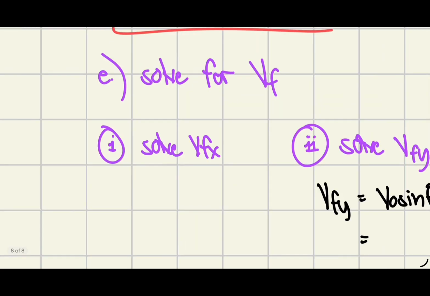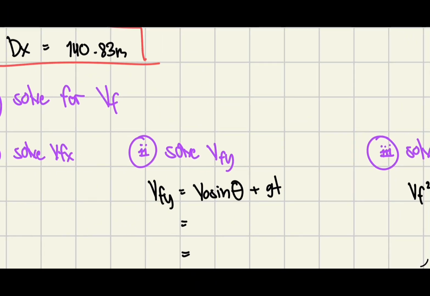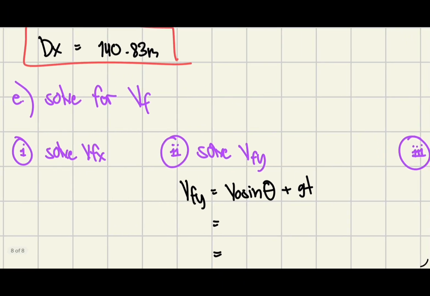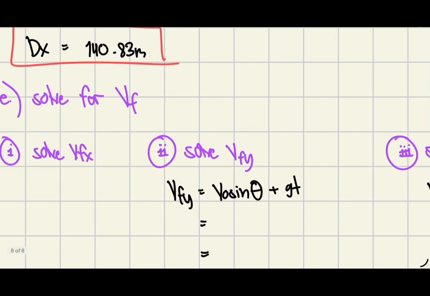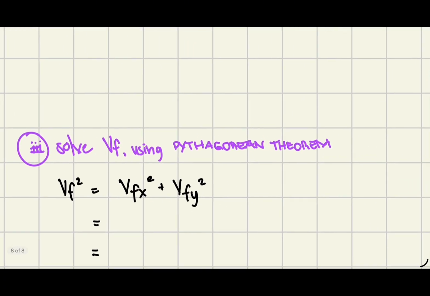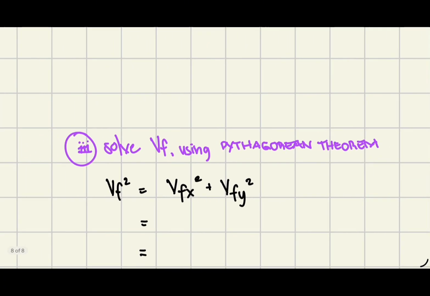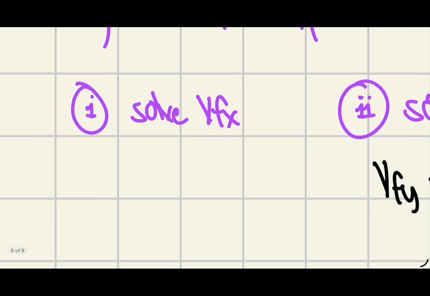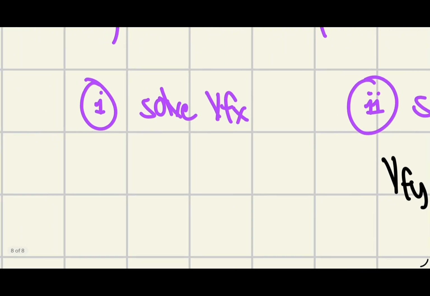For letter E, we are trying to solve for the final velocity. So we have 3 steps: solving for the horizontal and the vertical components of our final velocity, and then we are using the Pythagorean theorem to solve for the final velocity. Now for step number 1, solve for the horizontal component.